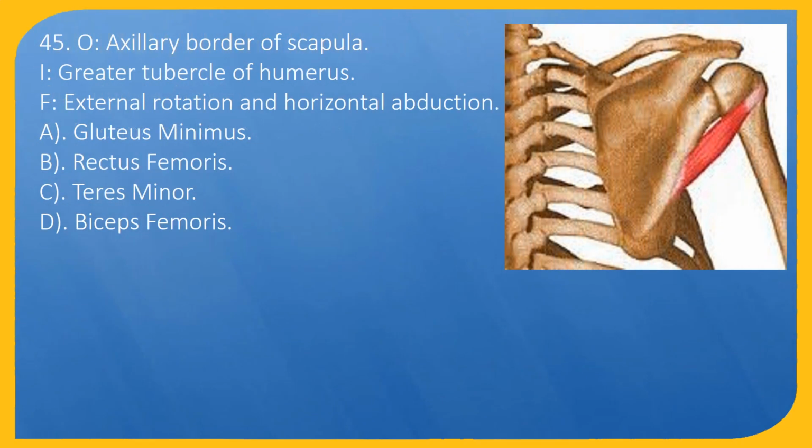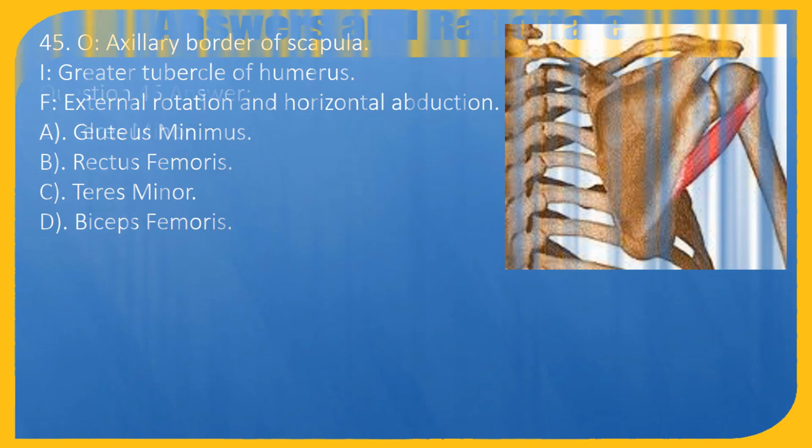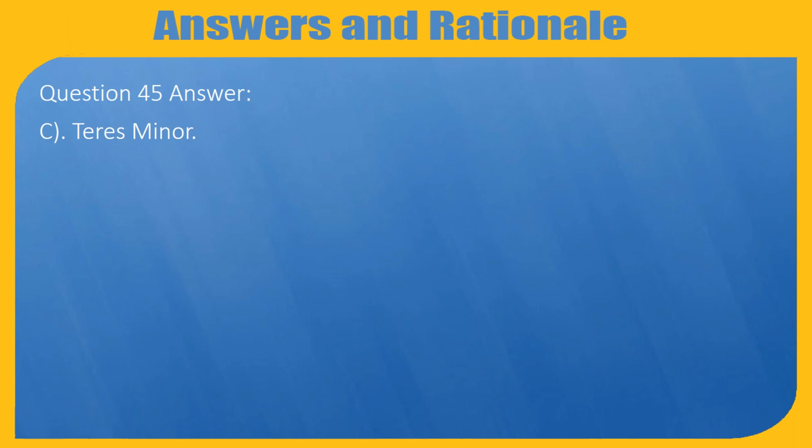Question 45. Origin: axillary border of scapula. Insertion: greater tubercle of humerus. Function: external rotation and horizontal abduction. A. Gluteus minimus. B. Rectus femoris. C. Teres minor. D. Biceps femoris. Question 45, answer C. Teres minor.